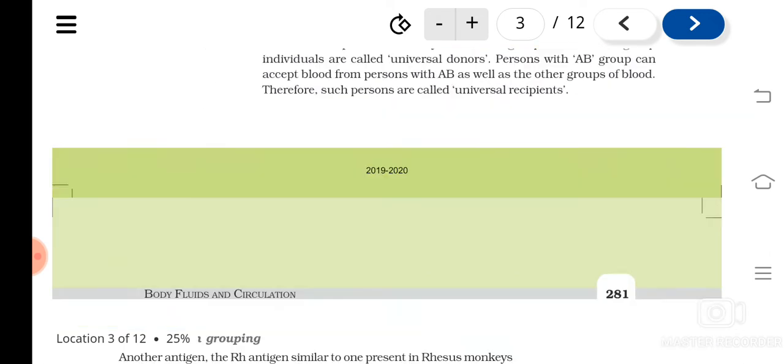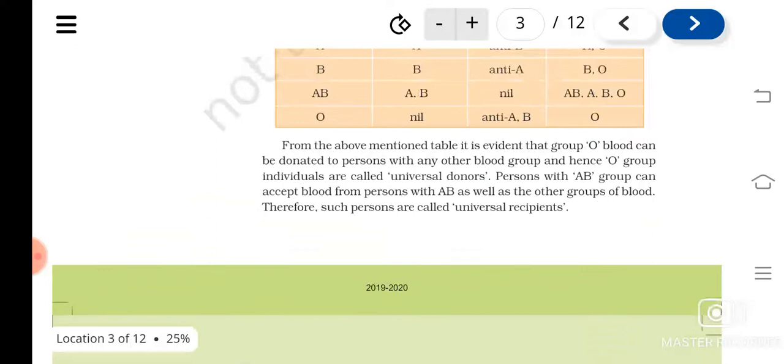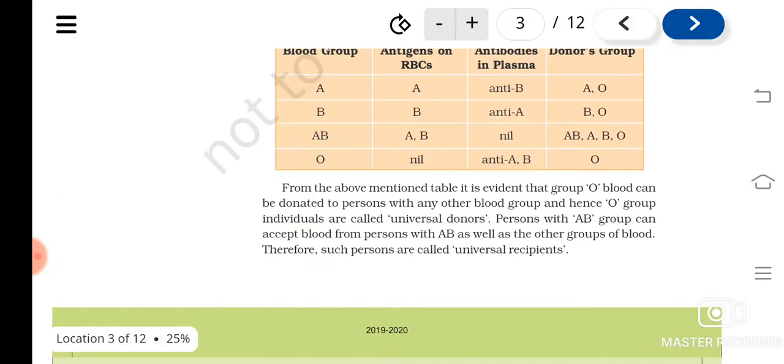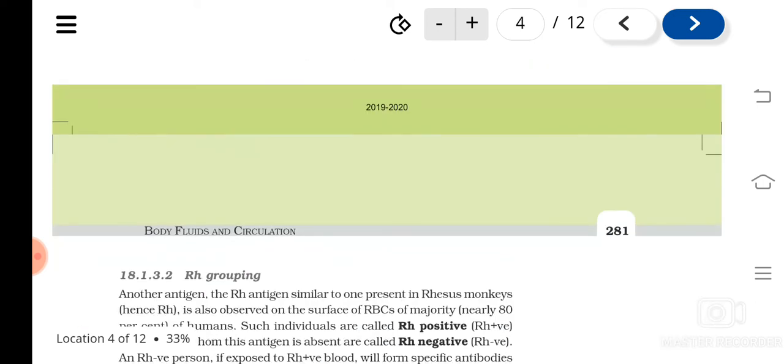Understood? So it is based on the A and B antigens. If A antigen is there, the blood group will be A. If B antigen is there, the blood group will be B. If both are there, AB. And if there is no antigen, then it will be O. Likewise, it is divided.